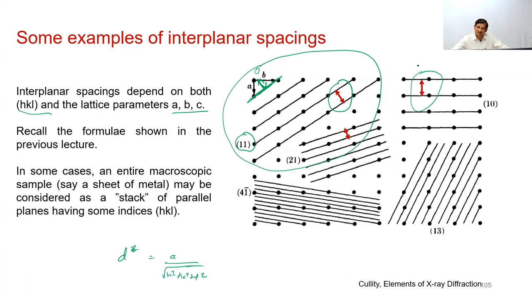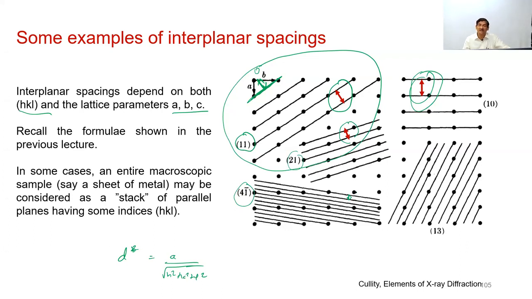Likewise, we can repeat for all the sets of planes. And as you can see, depending on the indices of the plane, these spacings are actually different. The absolute value, for example, this spacing is different from the one over here. This one is even more closely packed planes. The 4-bar-1 planes are even more closely packed, and so on. So this gives you a feel for how the interplanar spacings actually change with the HKL indices for a given set of lattice parameters A, B, and C.